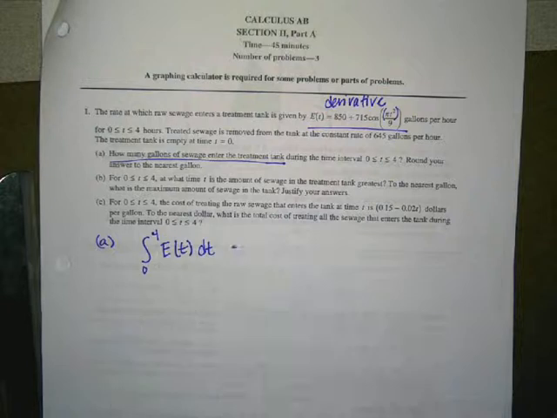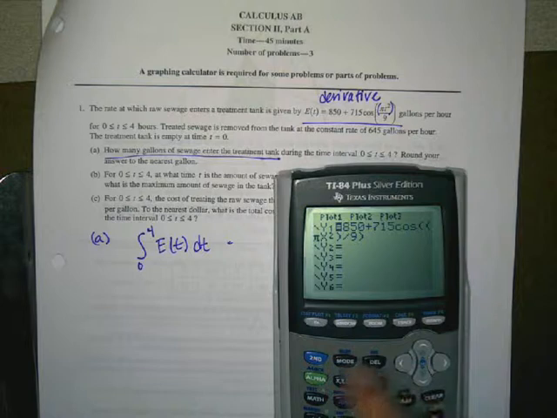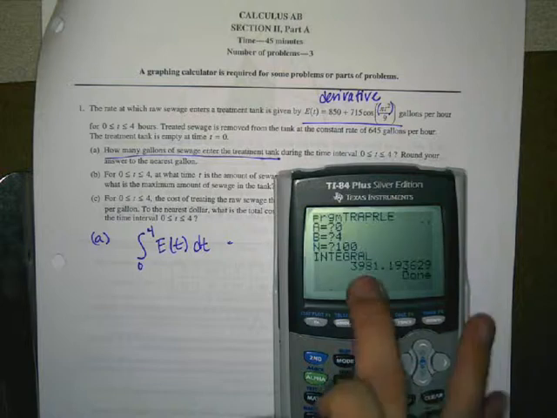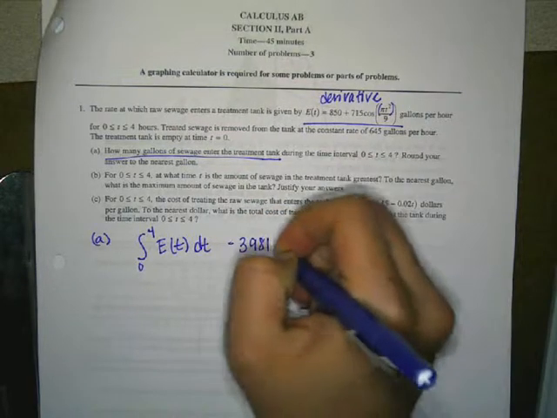Make sure that when you have a fraction, like here, you have parentheses around the top of the fraction in your calculator. But we're going to round. Does it say to round? Yeah. Round your answer to the nearest gallon. So if my answer is this, the nearest gallon would be 3,981. And make sure you write your units.